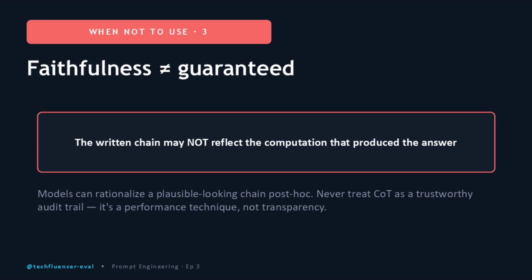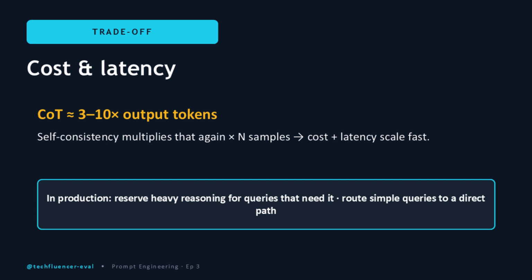Third, and most important for production, faithfulness. The reasoning the model writes does not necessarily reflect the computation that produced its answer. A model can generate a plausible-looking chain that rationalizes a conclusion it reached some other way. So never treat a chain of thought as a true audit trail or an explanation you can fully trust. It's a performance technique, not a guarantee of transparency. There is always a trade-off.